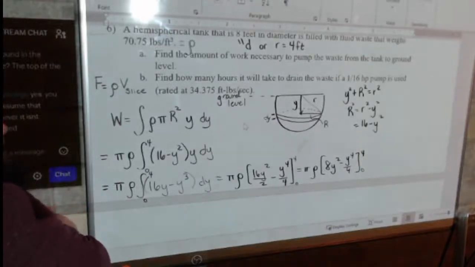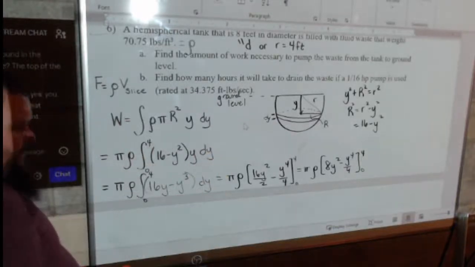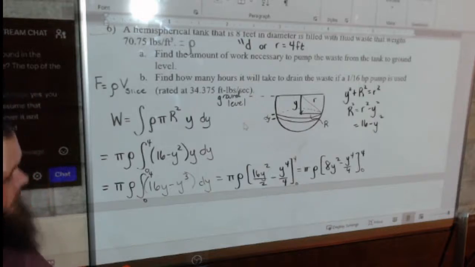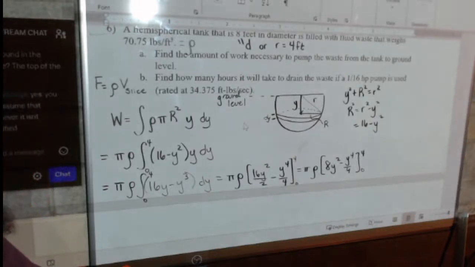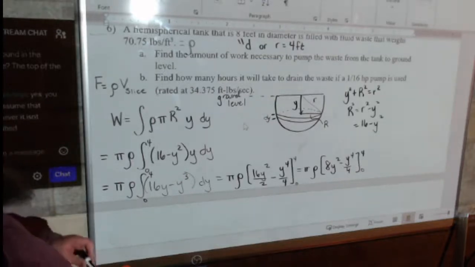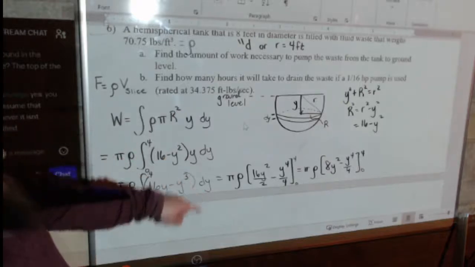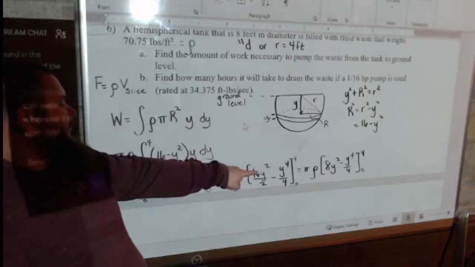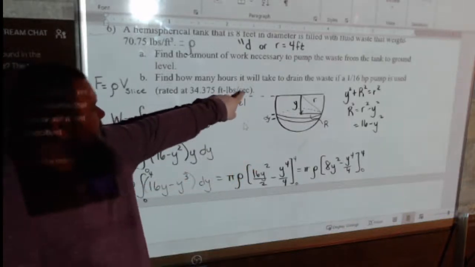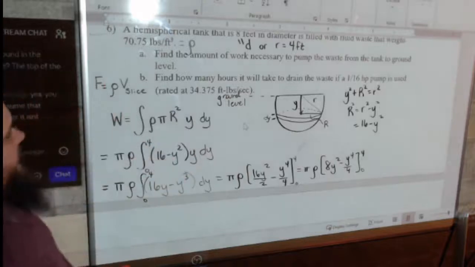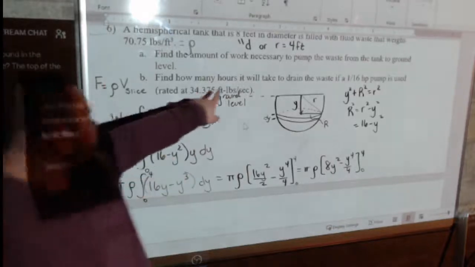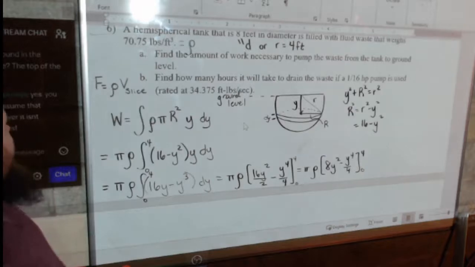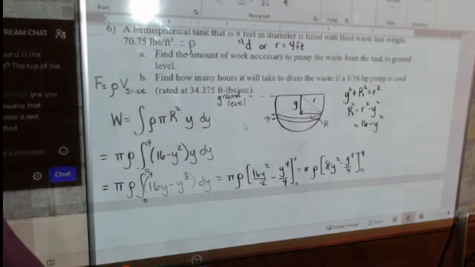So again, at this point it's just plugging in. If you guys are okay with it, I'm fine with stopping there. The second part of the problem, it's just asking you to take the answer that you get and divide by this number, right? Because that's going to be foot-pounds. This is foot-pounds per second, and they want to know time, so they want to know seconds. Specifically, they say hours, so at the end, you would divide by 3,600.